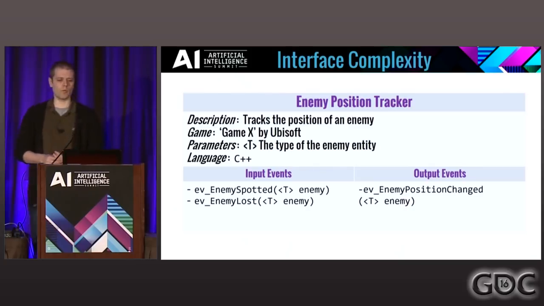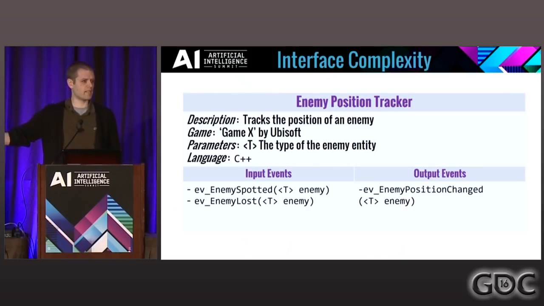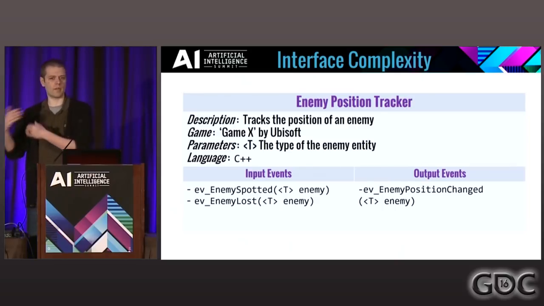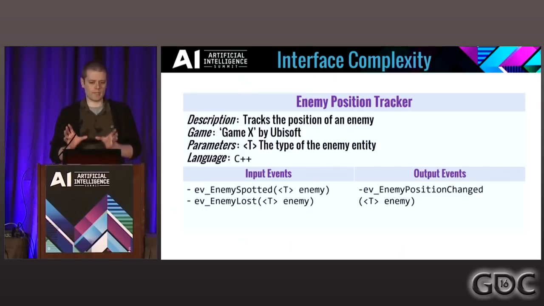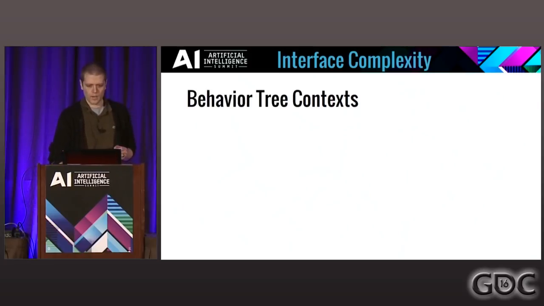Now, as output, we can then generate this enemy position changed event. So maybe you have a cover module, for instance. It receives this, and it decides whether or not it needs to reevaluate cover. So now we can see how we would take this position tracker and situate it within a context.